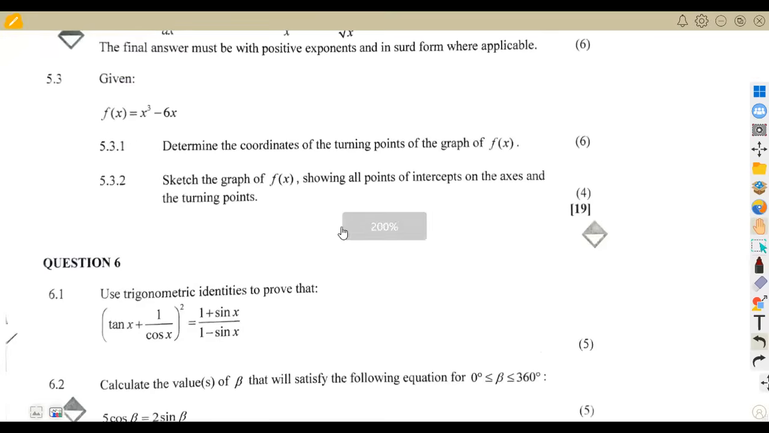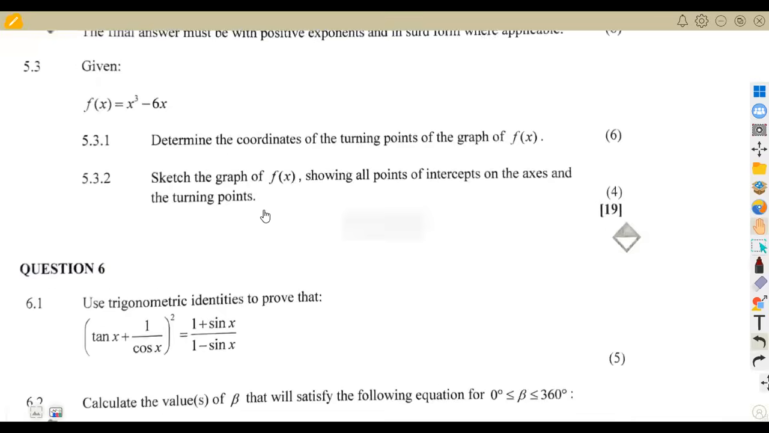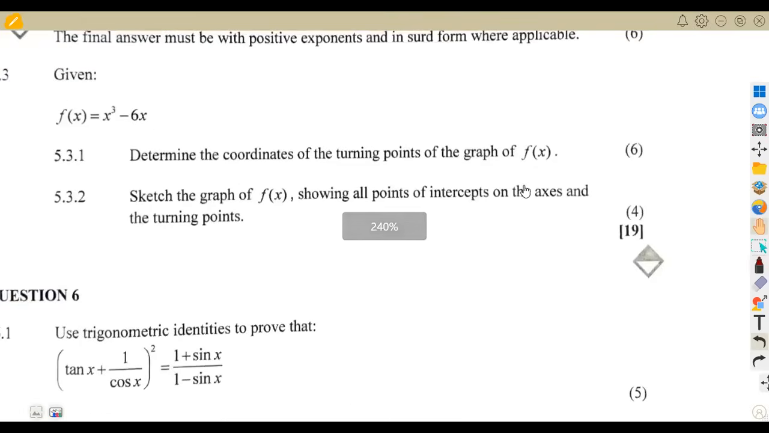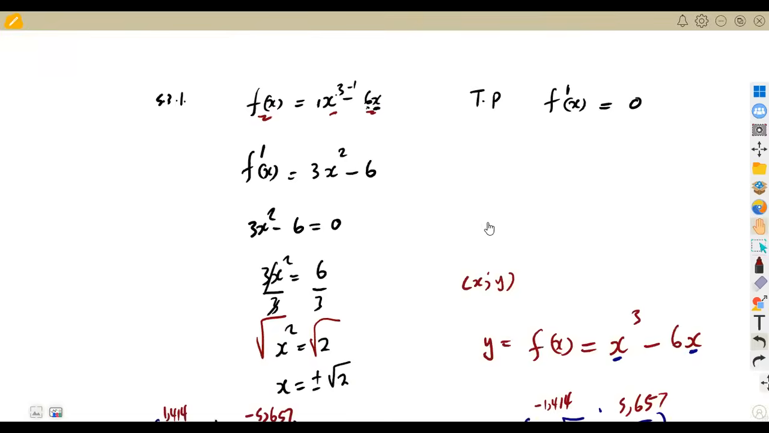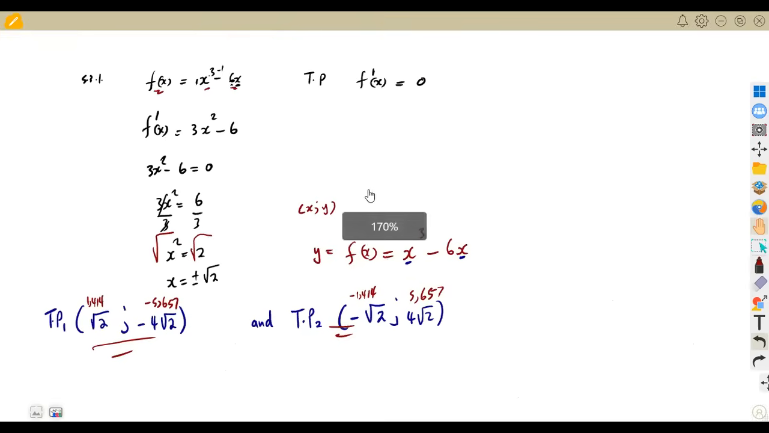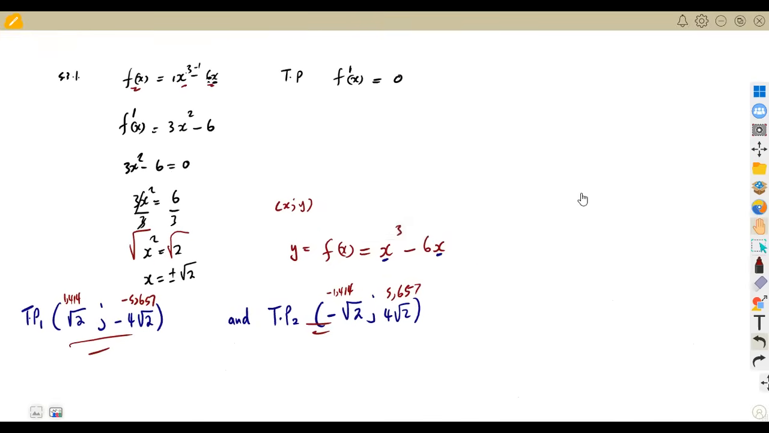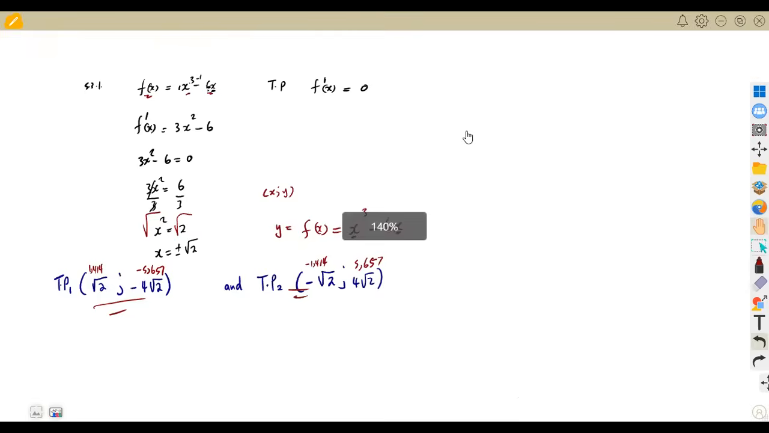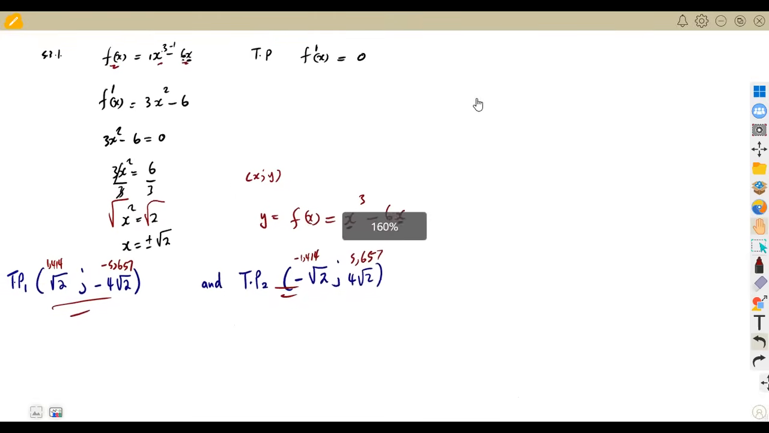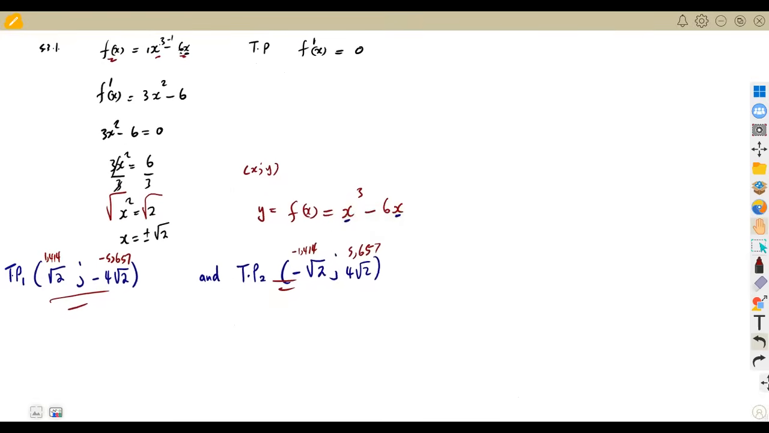And the other part now, they are saying sketch the graph of f of x showing all the points of intercept and the axis of the turning points. All right, so already we calculated the turning point. This is a cubic function that we are having, and we are supposed to have a sketch of this function. So what would be the idea now for this function?